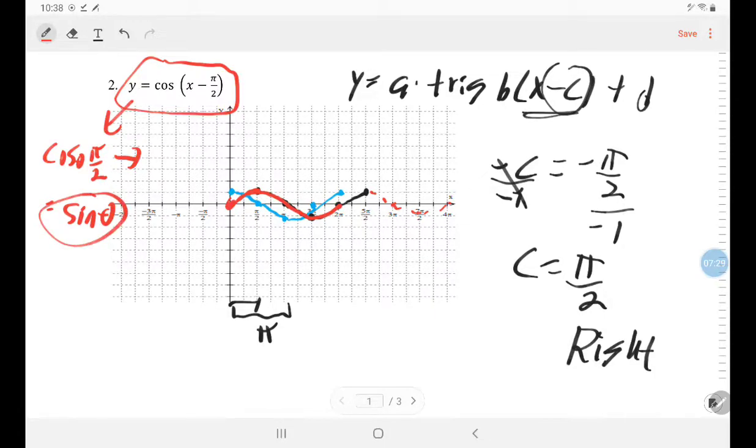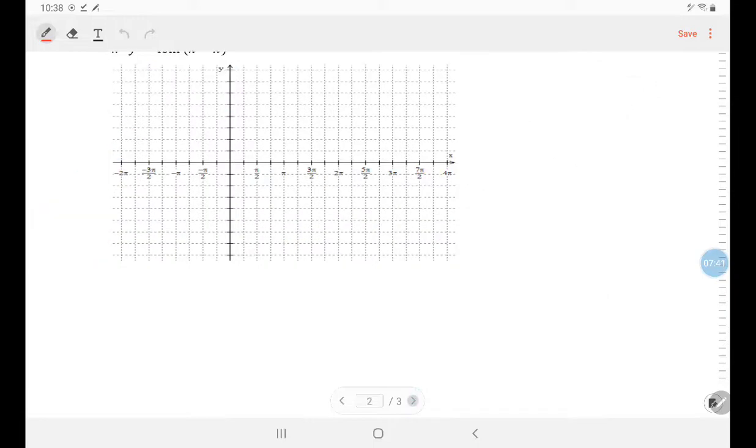So basically the sine and the cosine, they're the same graphs, just with a phase shift of pi over 2 in a certain direction. We'll deal more with that later. I just wanted you to see it. Okay?